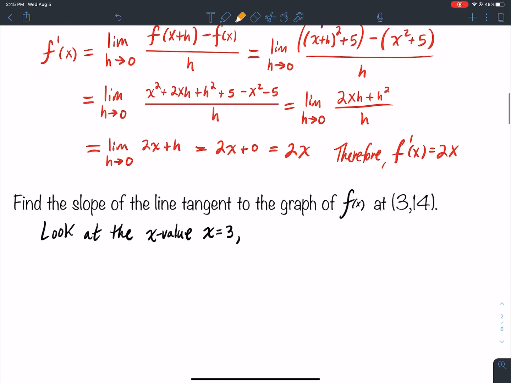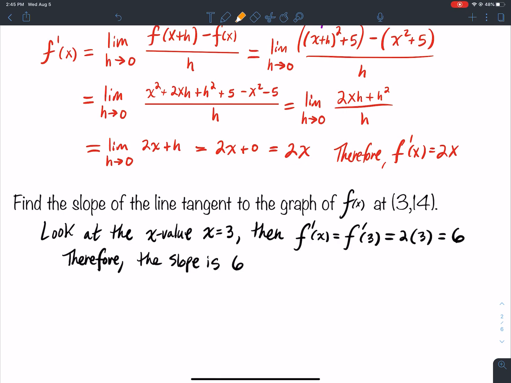Well, the first thing I do is I take my slope machine, and I look at the value x equal to 3. That's my input. I'm going to plug 3 into my slope machine, and I get 2 times 3, which gets me 6. And that's all there is to it. Therefore, the slope is 6 at the point (3, 14).